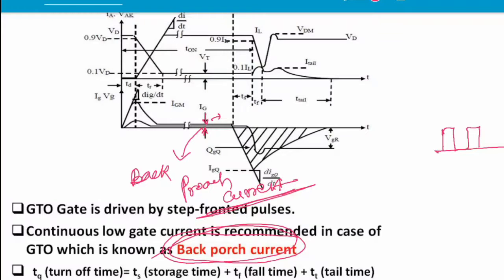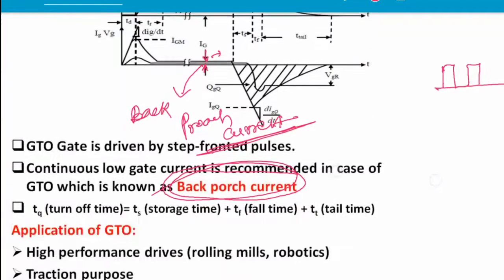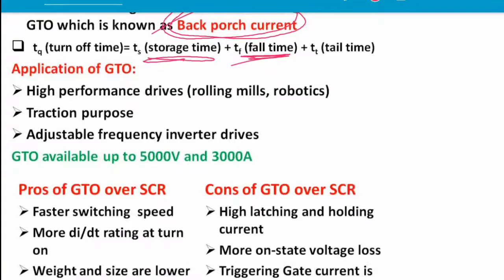The turn off time is the sum of storage time, fall time, and tail time, which is somewhat different from that of thyristor. In thyristor, I think only storage time and fall time are there. What are the applications of GTO? High performance drives such as rolling mills or robotics, traction purpose, also adjustable frequency inverter drives. And GTO is available up to 5 kV and 3000 amperes also.